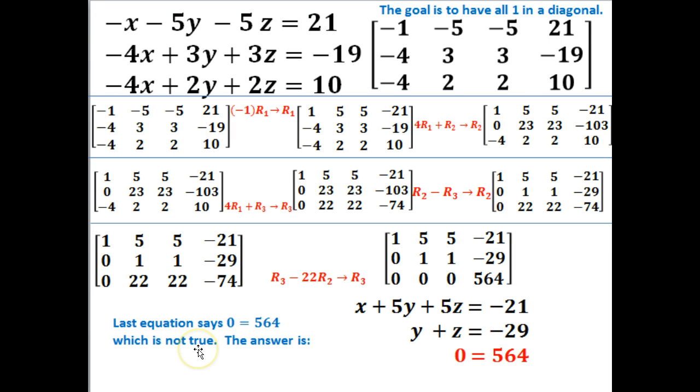That's not true. So our answer, the way that we'll write this one, is we'll just write that there is no solution. And when you're doing the online system, just type it in just like that, no solution, with the space between it, no punctuation, just leave it like that and you'll be okay. But that's the big thing. 0 does not equal 564, so there is no solution that will work for this one.